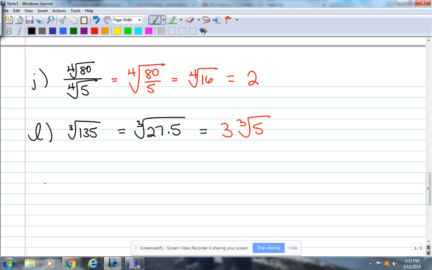All right, let's do another one very similar. The cube root of 104.